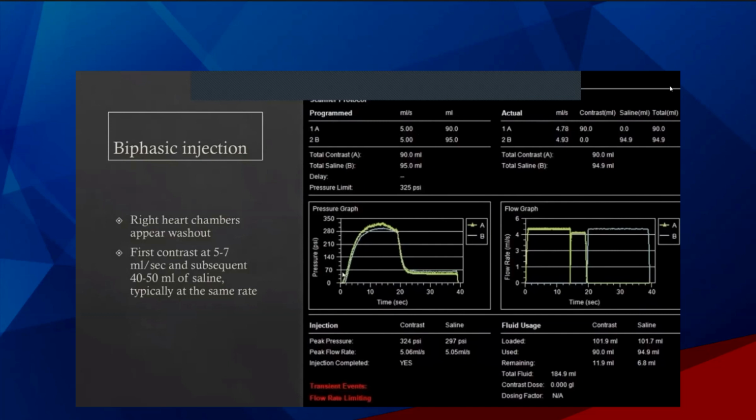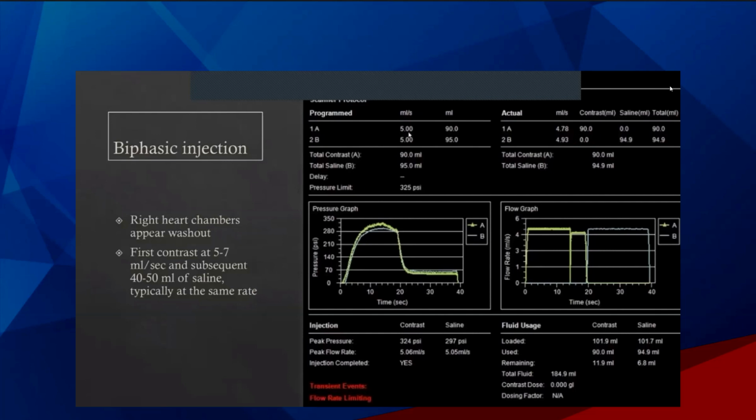You can look here, we've got a pressure graph. Basically, we like to set our pressure at maybe 300 pounds per square inch, but here it is 280. It tracked pretty well. And a flow graph, if you look here, the contrast is here, and then you have the saline here. So on this scan, 90 ml of contrast was used.